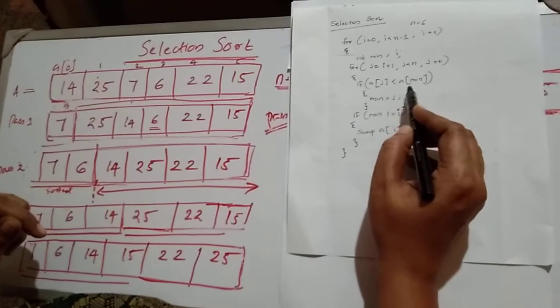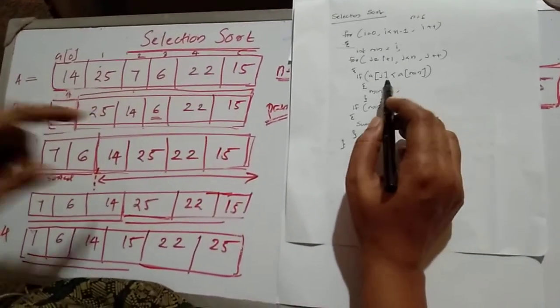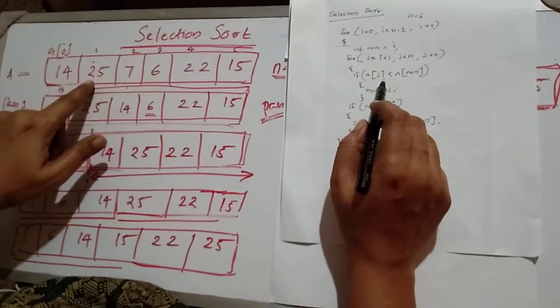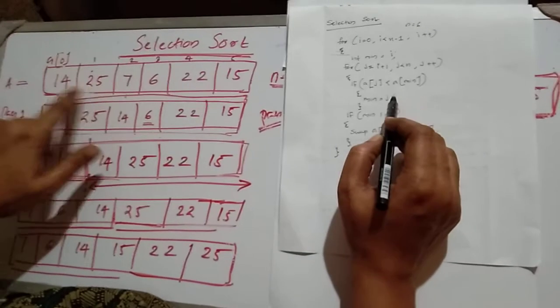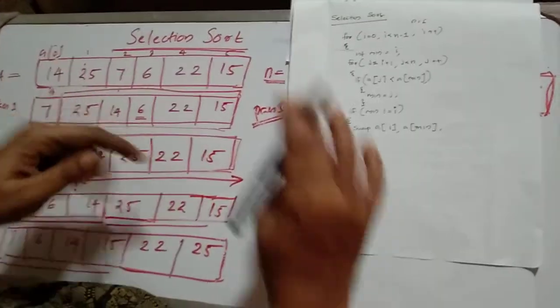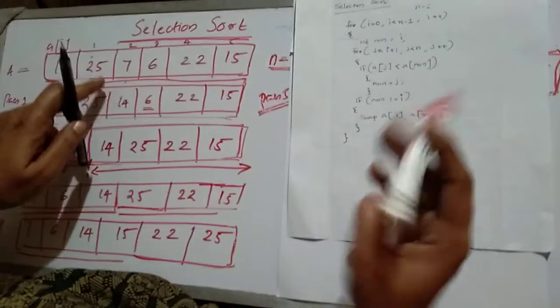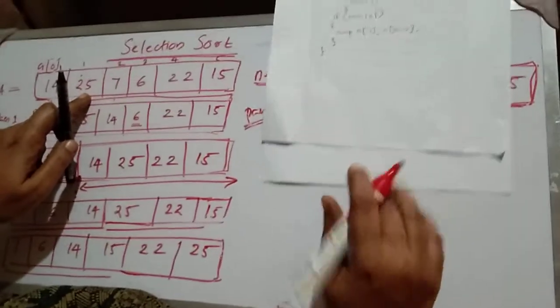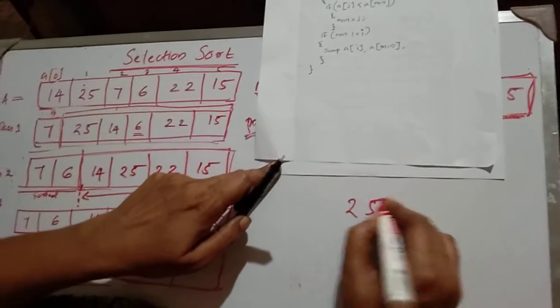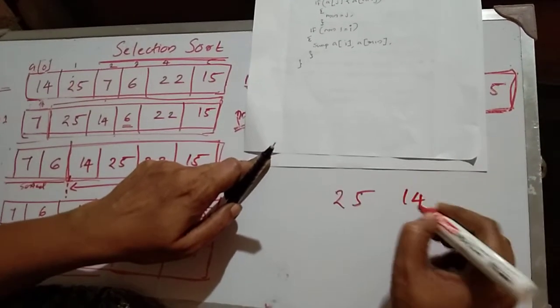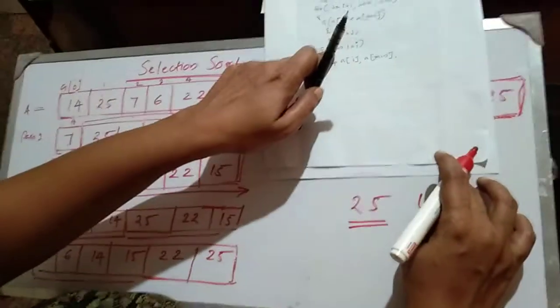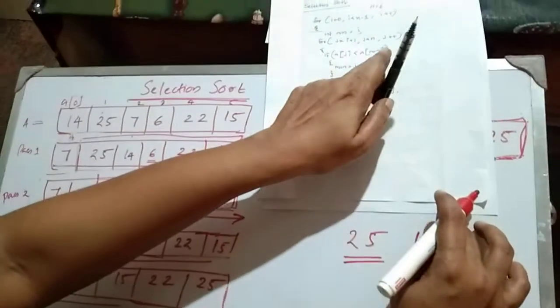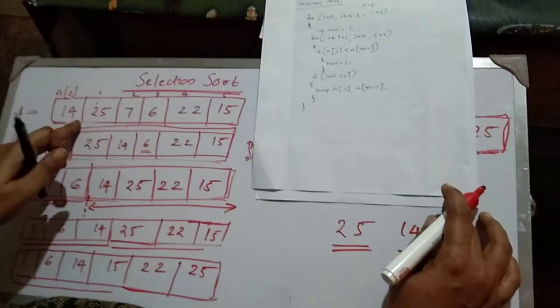And if a of j is less than a of min. So here our j value is i plus 1, our j value is 25 and a of min is 14. So 25 is greater than 14, so no change. Again this j plus plus will be done, and again we will check with another value.